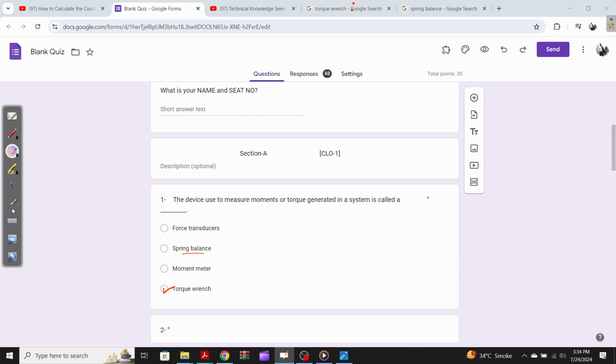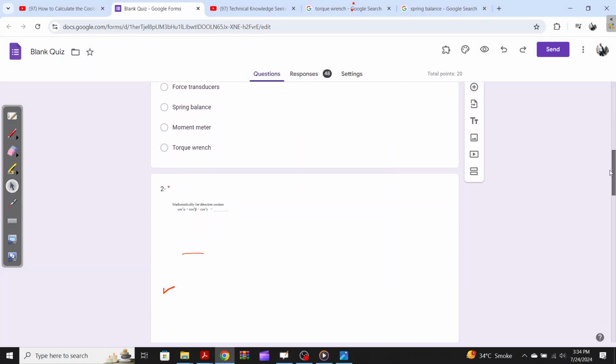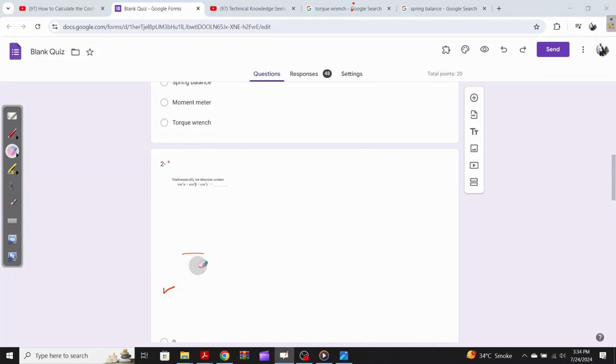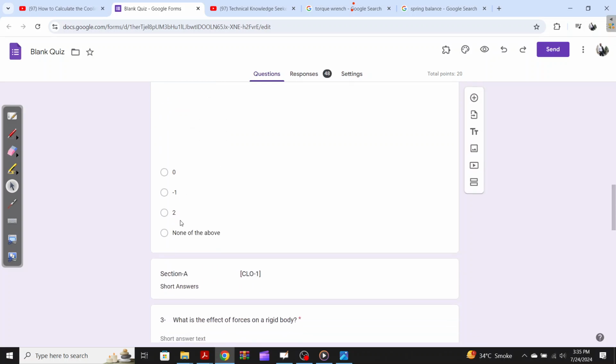If we go to the next question, it is asking mathematically: the direction cosines cos square alpha plus cos square beta plus cos square gamma is equal to dash. You already know, very simple answer, it's always going to be unity. The answers given are 0, minus 1, 2. So all these are wrong. It will be none of the above.